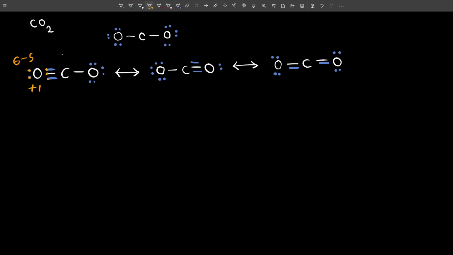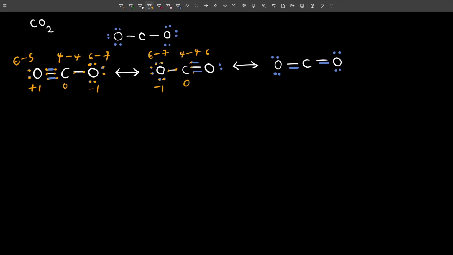For this carbon, the number of free valence electrons is 4 minus allocated around it, 1, 2, 3, 4. That should give me 0. And for this oxygen, we have 6 valence electrons minus around it 1, 2, 3, 4, 5, 6, 7. So that should give me minus 1. So let's do the rest as well. We have 6 minus 1, 2, 3, 4, 5, 6, 7. That will give me minus 1. We have 4 minus 1, 2, 3, 4. That will give me 0.